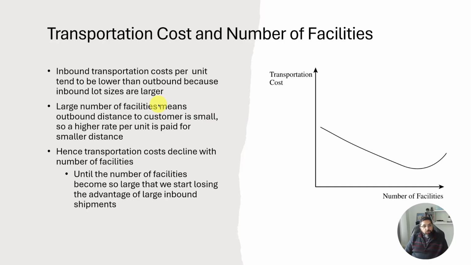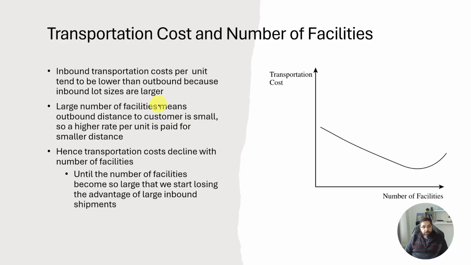Okay, so the large number of facilities means that outbound distance to customer is small, but you end up paying a higher rate, like per mile, per kilogram, or per mile, per unit weight. Your rate is higher, but if the distance you have to cover is smaller, then your outbound cost may not be very high. But if you have to cover a longer distance and the rate is higher, then your cost can be very high. Okay?